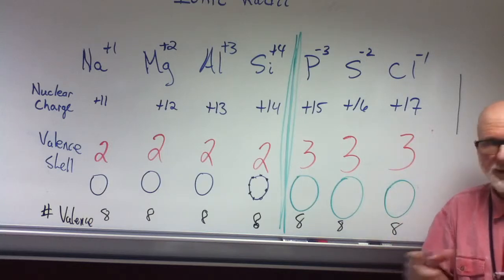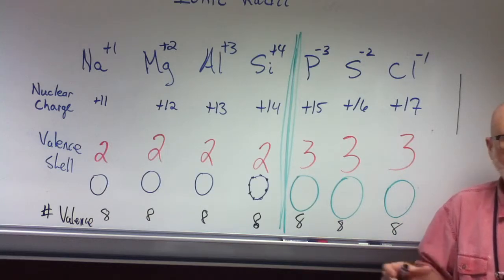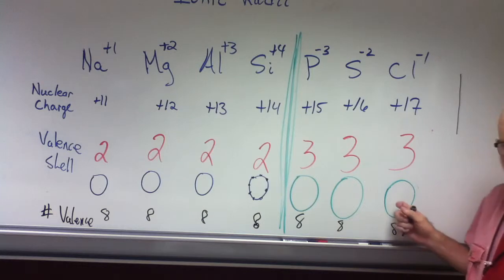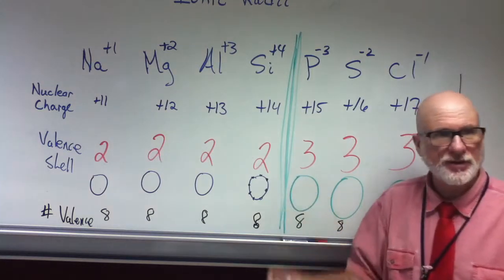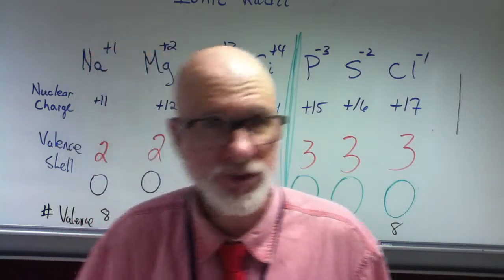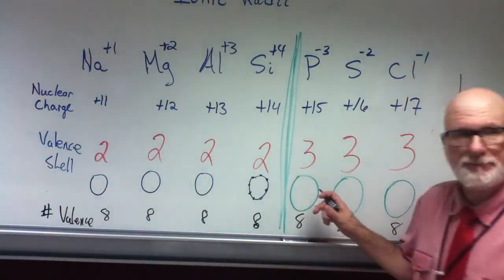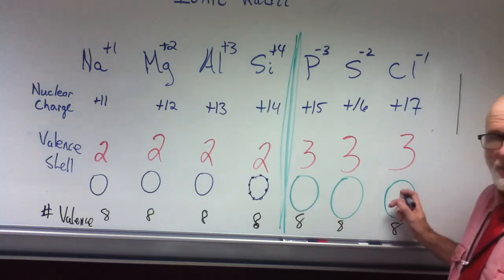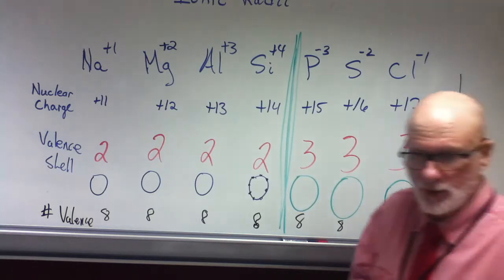Which one's going to have the larger radius this time? Is it going to be chlorine or is it going to be phosphorus? Phosphorus is going to be larger. Very good. Chlorine is going to have a greater pull, so it will be smaller. Yes or no? Are you with me?